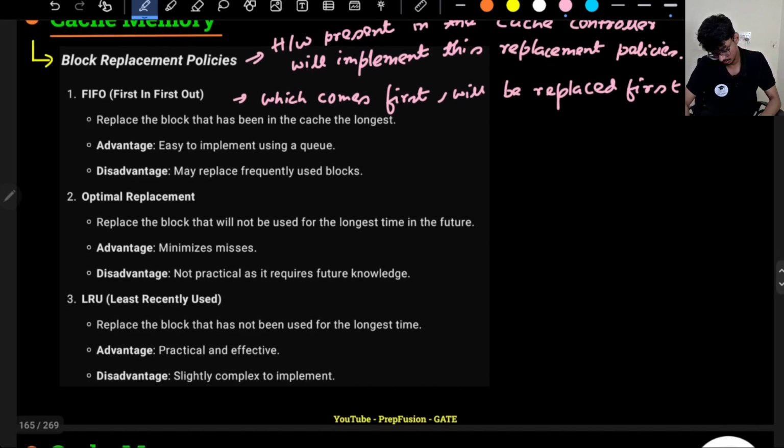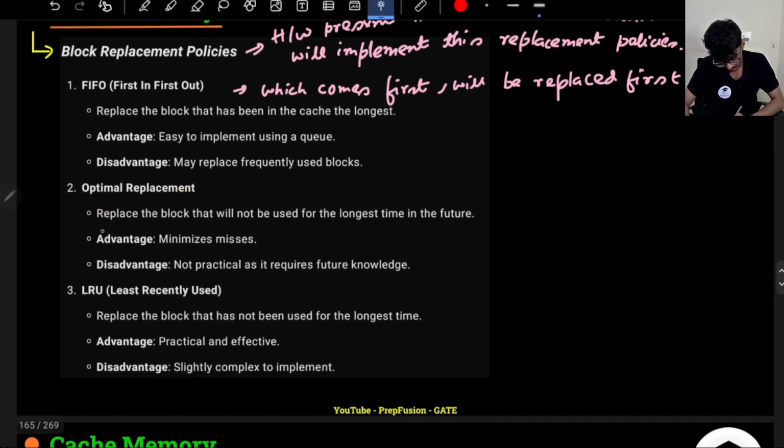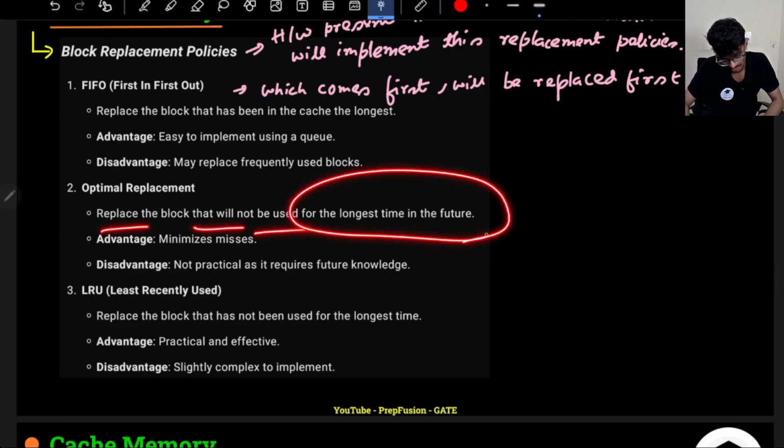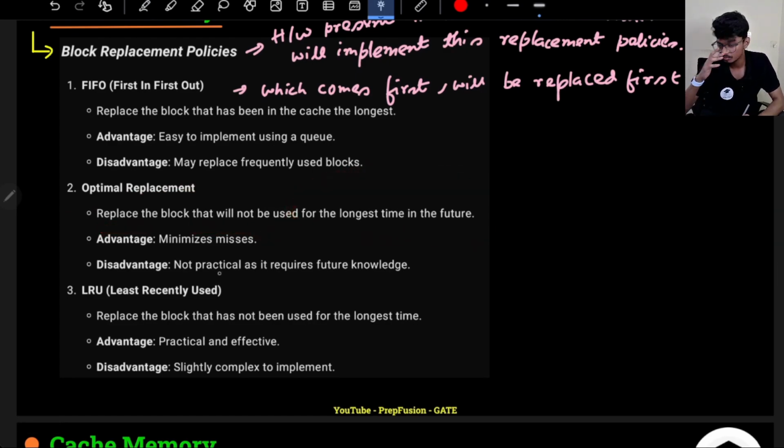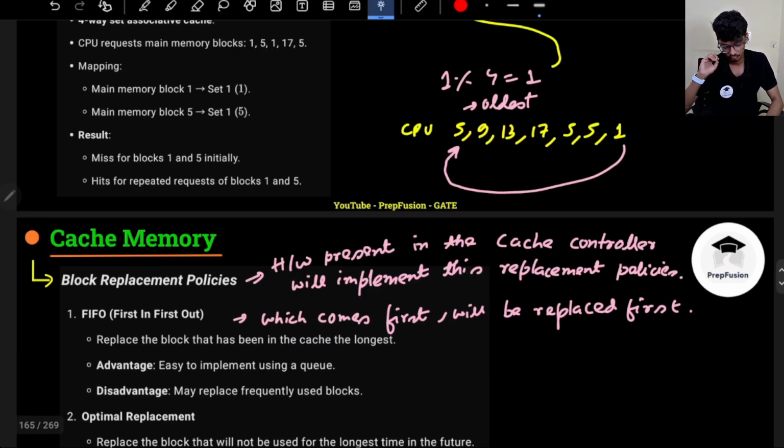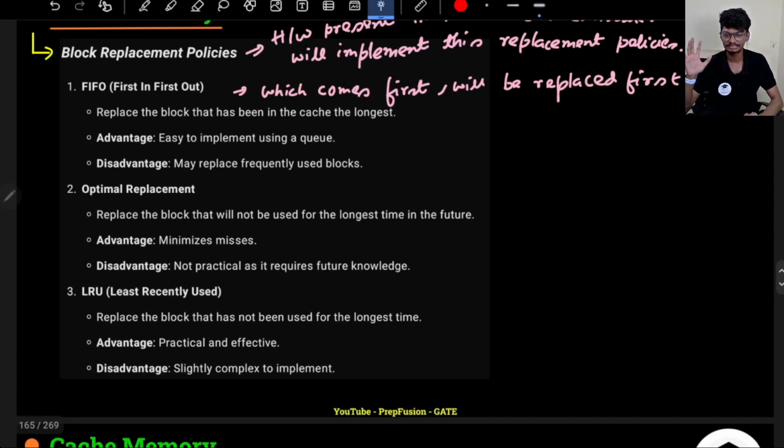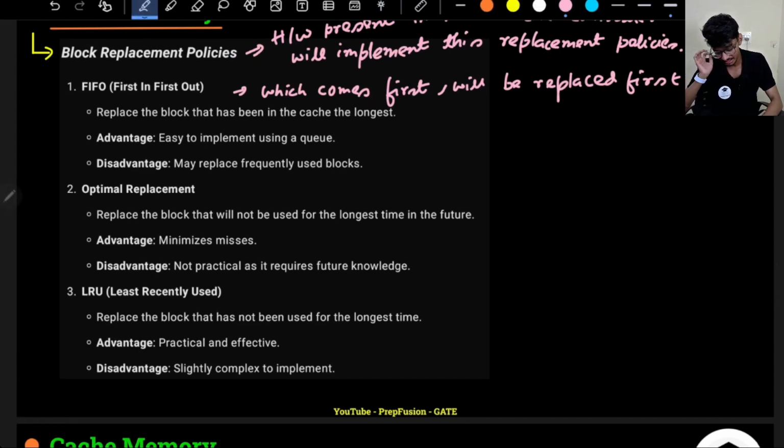Okay, next is the optimal replacement. What is optimal replacement? It replaces the blocks that will not be used for the longest time in the future. So we have to predict the future. It's like an astrologer, right? The astro guy is predicting the future.